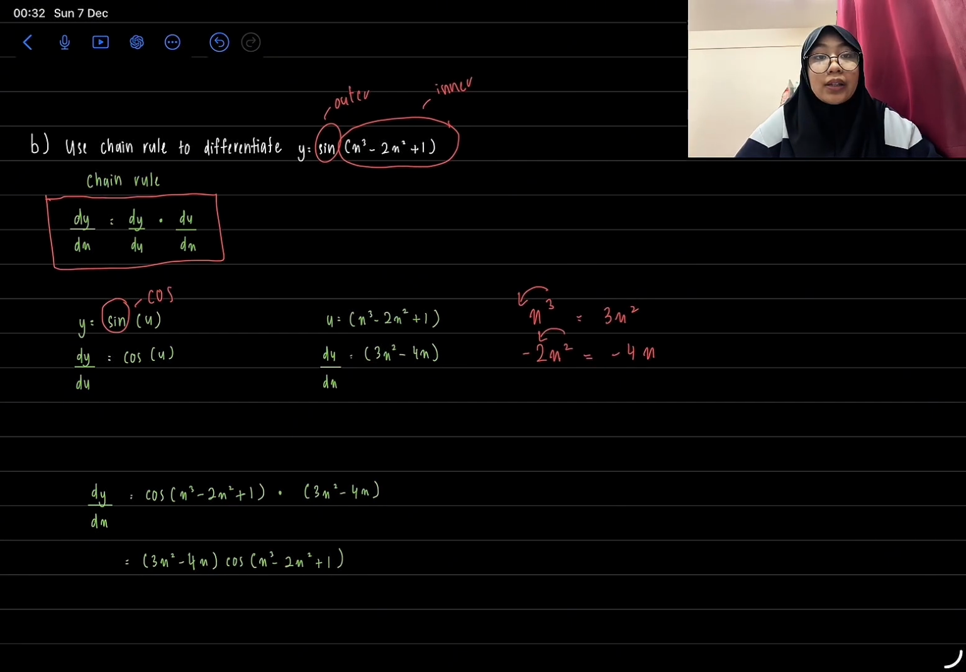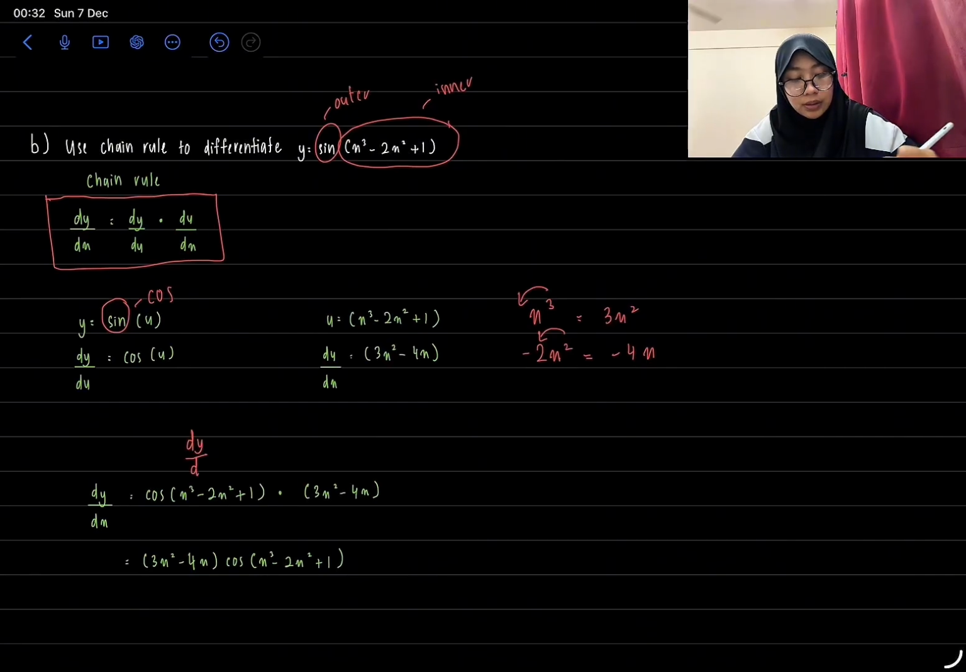Step 5. Apply the chain rule formula. So dy over dx is equal to cos of x cubed minus 2x squared plus 1, which is our dy over du, multiplied by 3x squared minus 4x, which is our du over dx. So the final answer is 3x squared minus 4x, times cos of x cubed minus 2x squared plus 1.